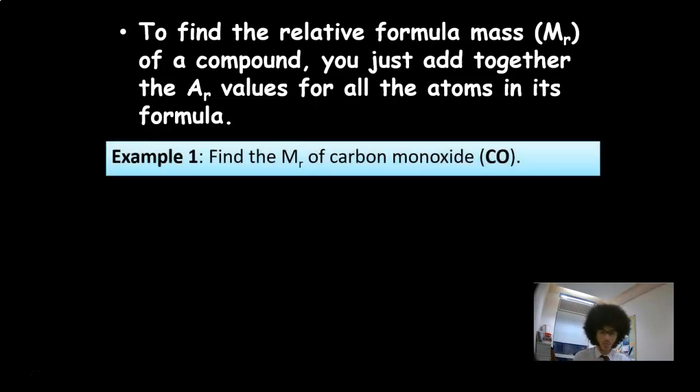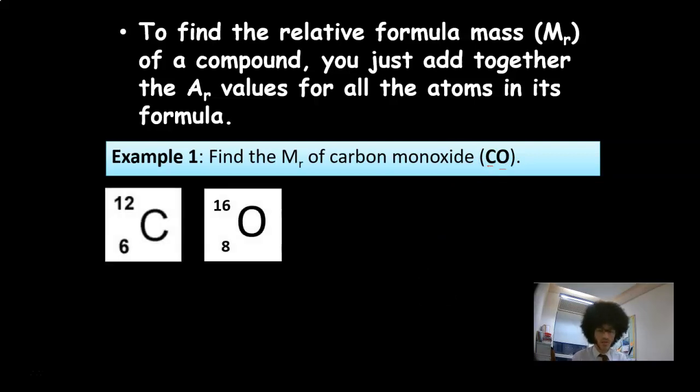So, for example, if I've got the MR for carbon monoxide, if I look at the formula, I notice first off there are 2 elements and there's 1 of each. I've got 1 carbon and I've got 1 oxygen. So the first thing I need to do is to look at the periodic table in order to see what the masses are. If I look at the periodic table, I see that there is carbon and there's oxygen, as you can see.